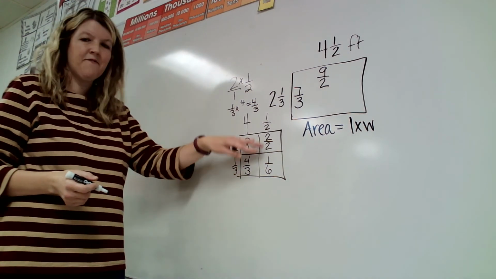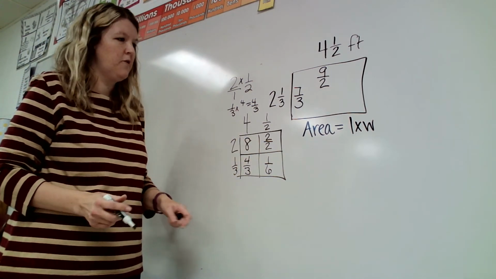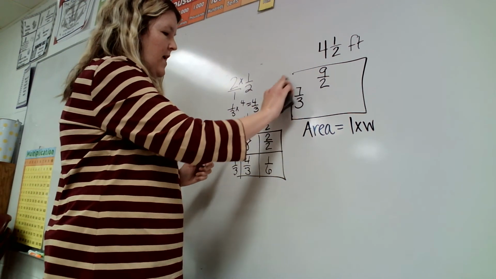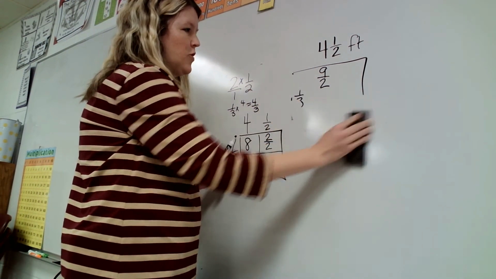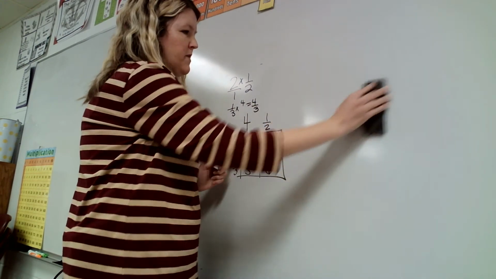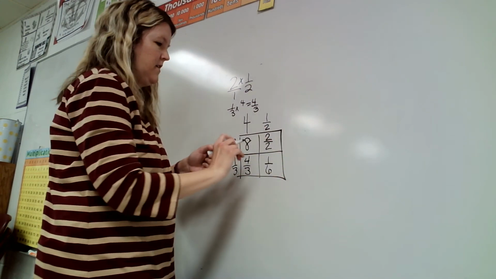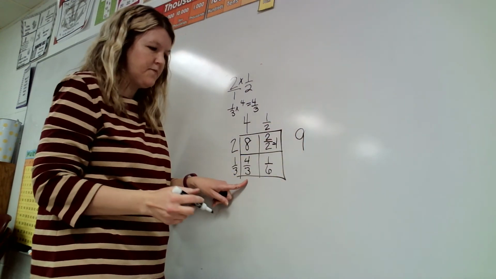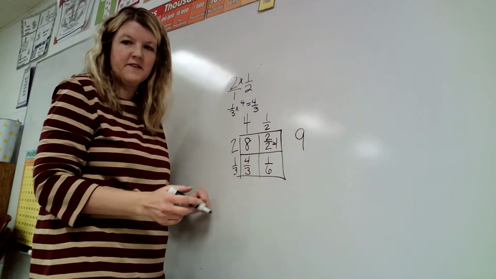So now I have to add all these together, just like I would with whole numbers. So I know that 2 over 2 is the same thing as 1. So that part was pretty easy to add together. So this gives me 1. So this part is 9. But now I've got 4 thirds plus 1/6.